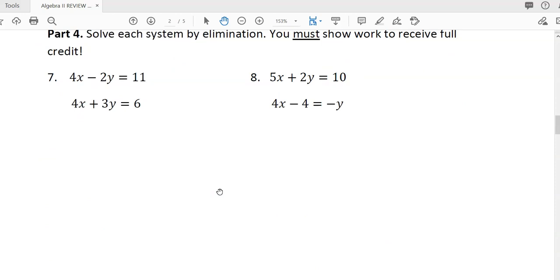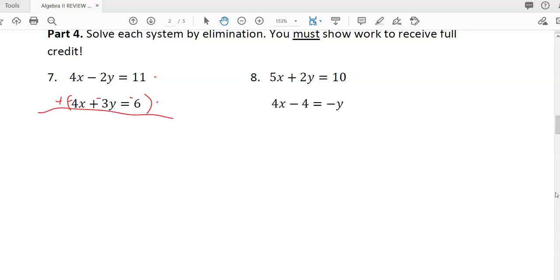Solve by elimination. So with elimination, you want to get the same variables. Like in this first one, you could multiply every term in the first equation by 3, and multiply everything by 2 here. That would work. But I've got it set up a little better here because the x's should eliminate faster if I multiply everything by -1. So if I do that, this becomes negative 4x, -3, and -6.